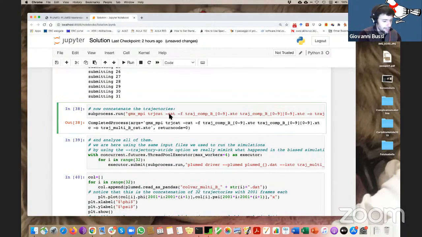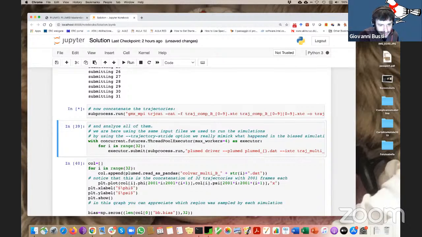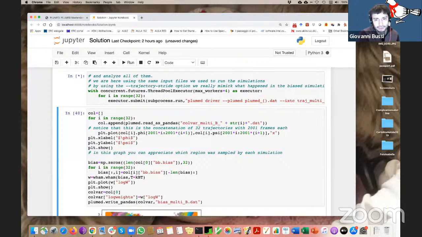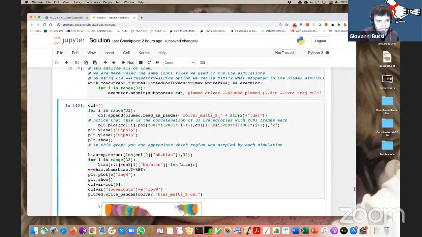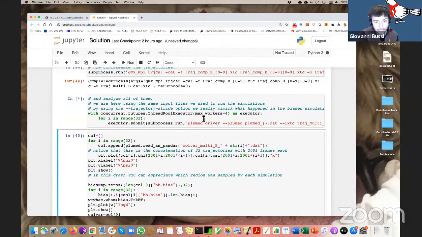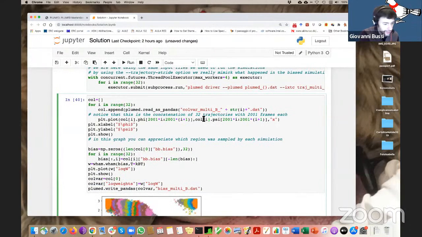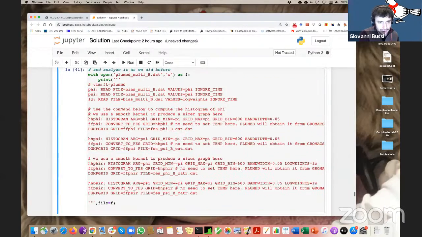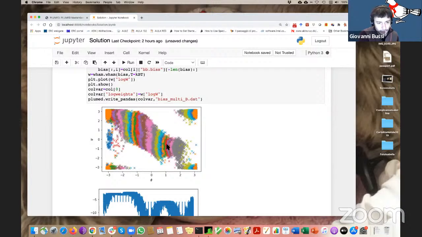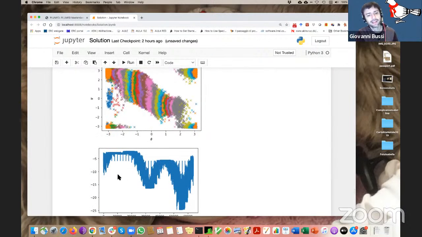So now I concatenate my trajectories and I just analyze all of them. I'm doing the same as before, just using different file names to avoid clashes and to be able to load again the previous files. So here I'm just recomputing the energy with each of the restraints from the concatenated trajectory. And here I'm analyzing the whole trajectory. So you see it's very similar to before. Also here there is an initial transient.